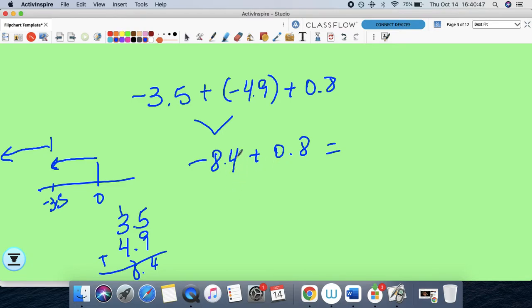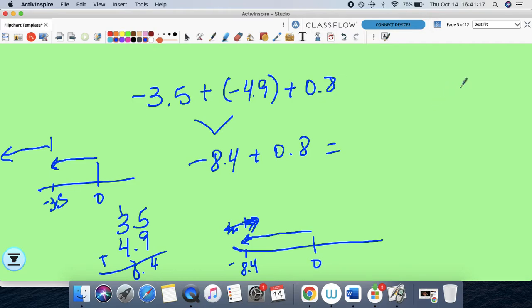So I have a negative number and a positive number. Let me draw this again. Here I am at 0, all the way to negative 8.4. So to that, now I'm adding 0.8. Am I going left or am I going right? Well, I'm adding a positive number, so I'm going to the right. However small the value is, I'm still going to the right. So I was at negative 8.4, and I'm going to just move a little bit to the right.